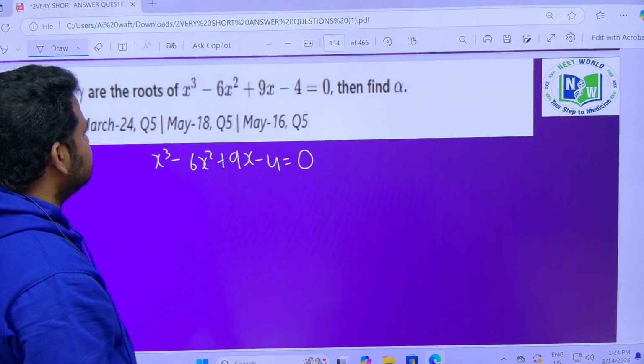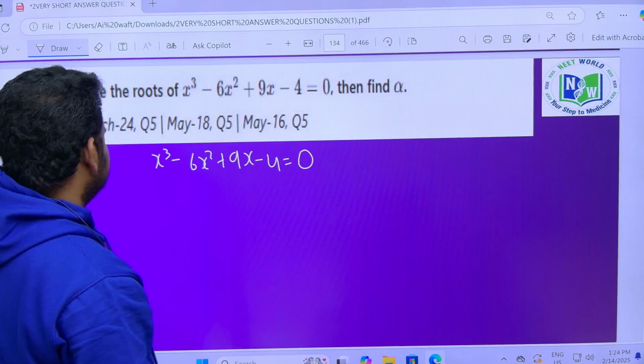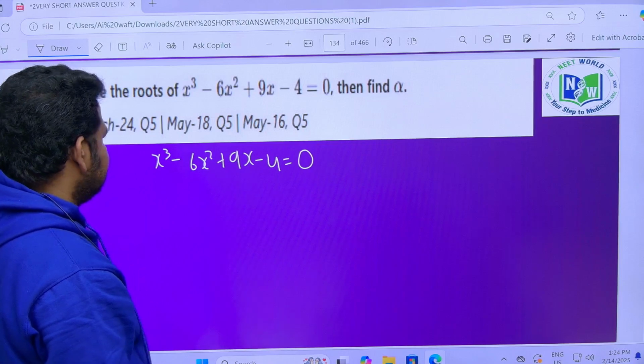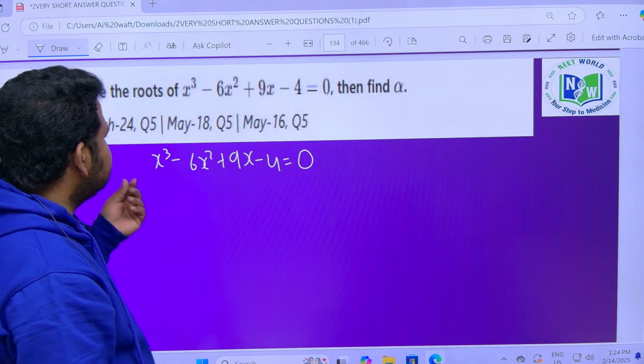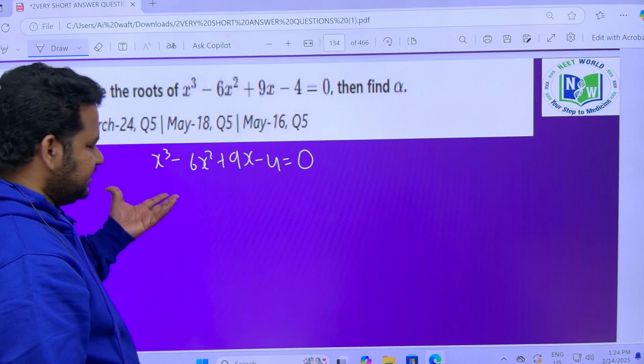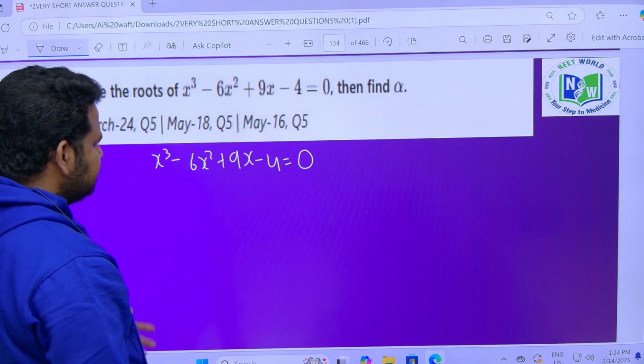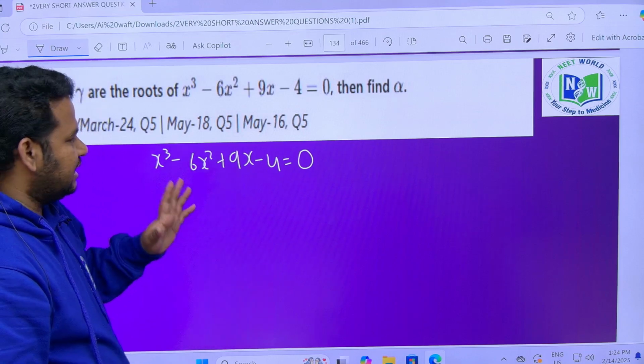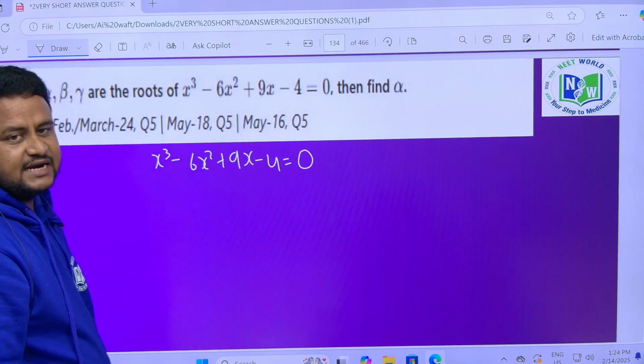Alpha, beta, gamma are the roots of the equation. Then find alpha, they are telling. But here they have not given even a single root. We need 3 roots, but they have not given even a single root, and they are asking us to find only alpha. So let us compare it with our standard equation, friends.